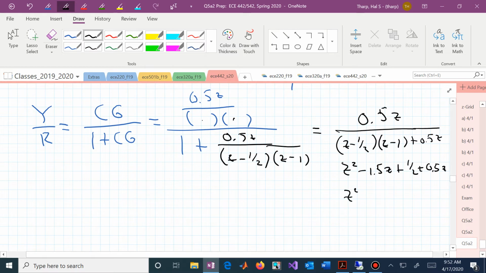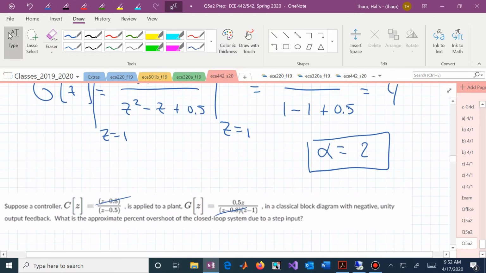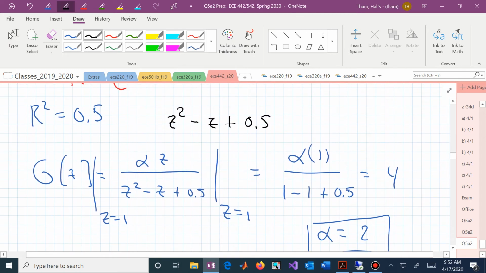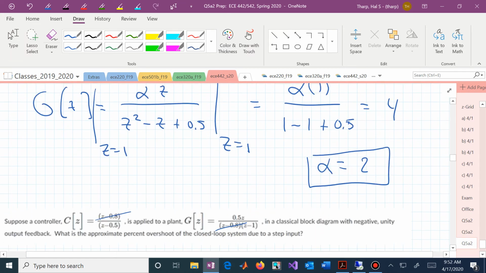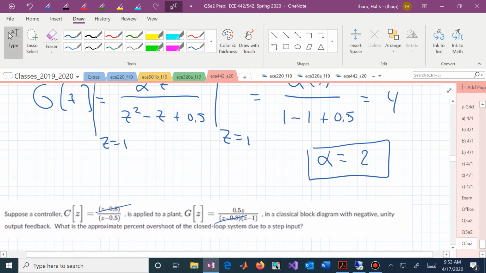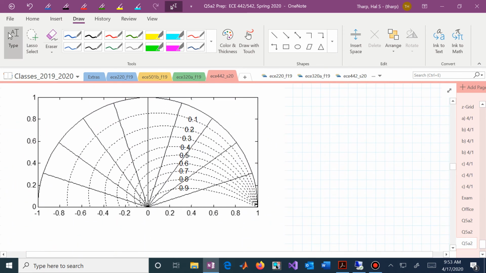And we end up with z squared minus z plus 1/2. And that's actually the last polynomial that we had here. And that one, we knew what zeta was for that one. That zeta was 0.4. So a zeta of 0.4 now tells us that we are here.